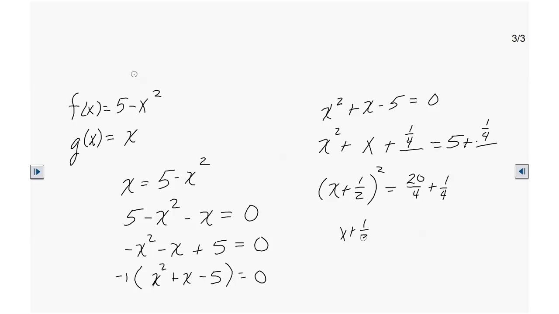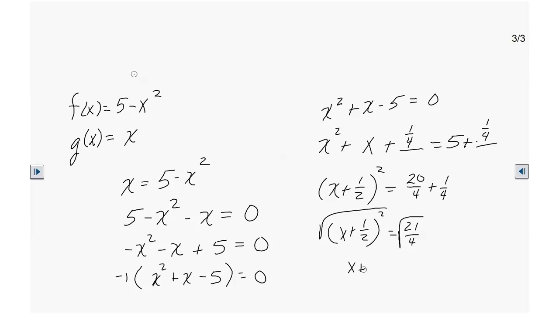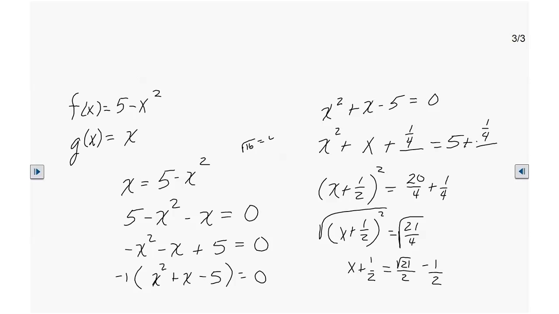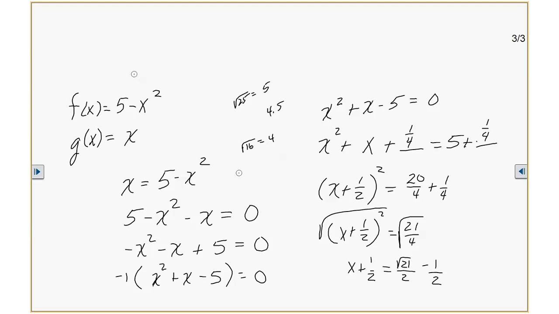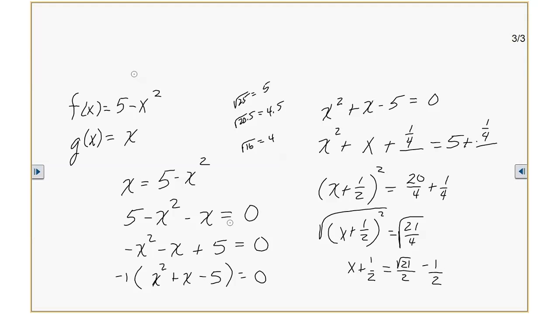X plus 1/2 quantity squared is equal to 21/4. Take the square root of both sides. X plus 1/2 is equal to the square root of 21 over 2, and minus 1 over 2. And the square root of 21, well, the square root of 16 is equal to 4, and the square root of 25 is equal to 5. 4.5 is in the middle. 16 to 25 is 9, half of 9 is 4.5. Square root of 20.5 is equal to 4.5. So we're going to say 4.6. X is equal to positive or negative 4.6 over 2 minus 1. What's 4.6 minus 1?